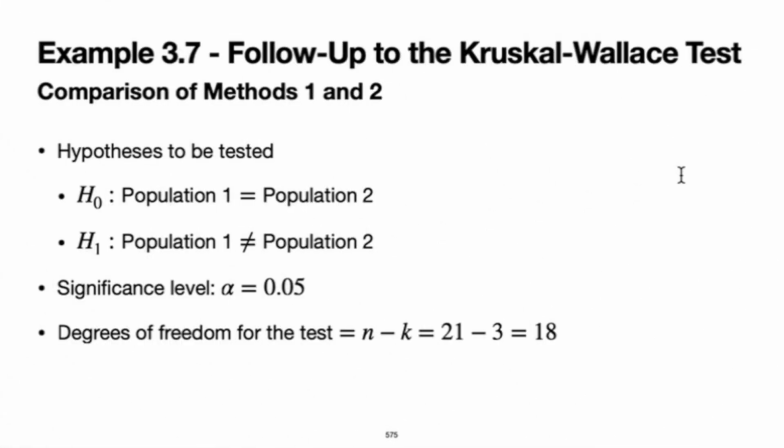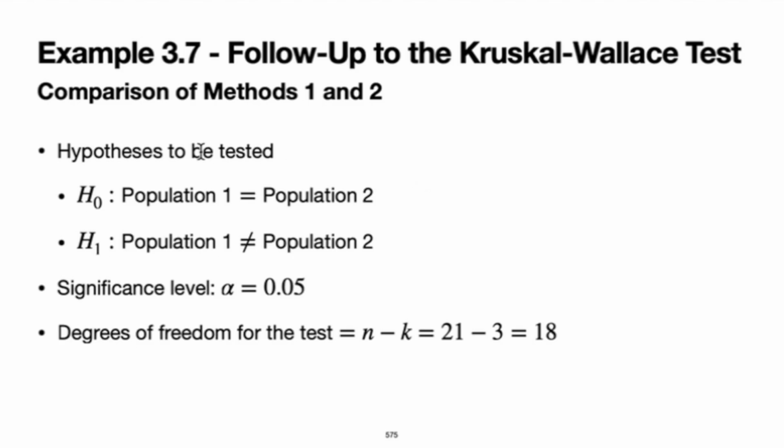Okay, so there are 3 pairwise comparisons that we're going to perform in order to answer the question which populations are different from each other. And so the first comparison is a comparison of methods 1 and 2. And so the null hypothesis to be tested is that population 1 is equal to population 2. The alternative is that population 1 is not equal to population 2.